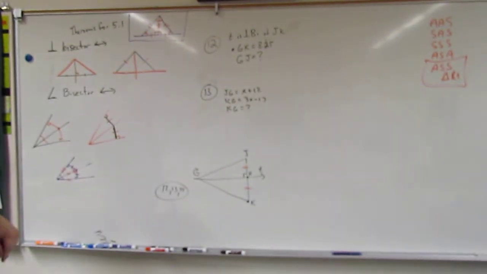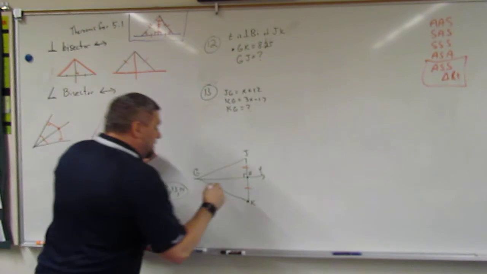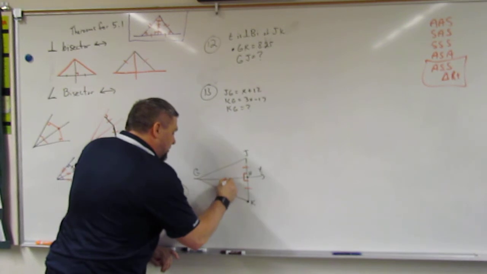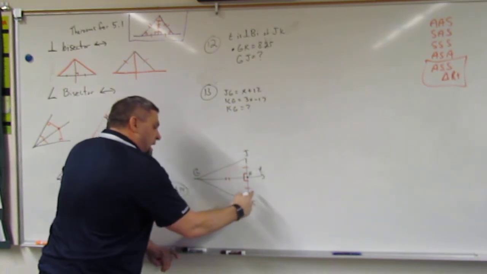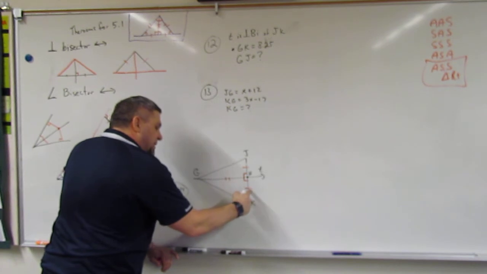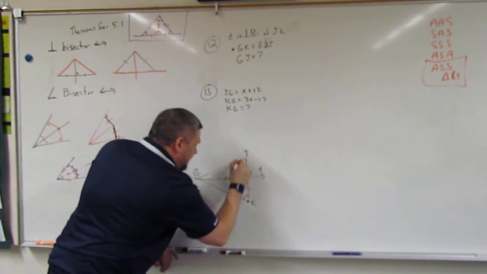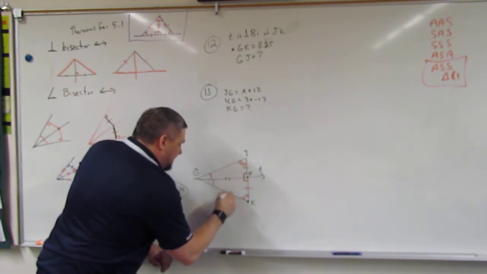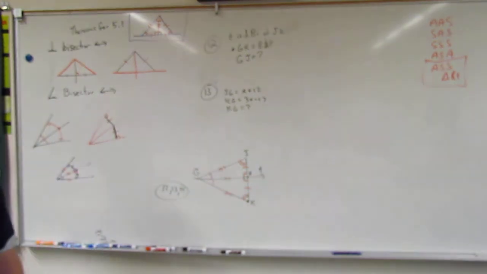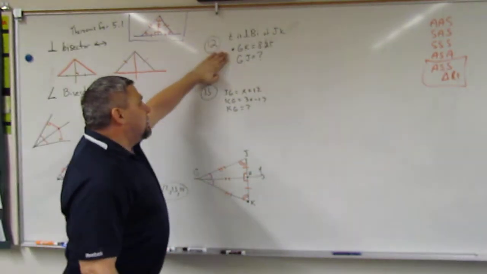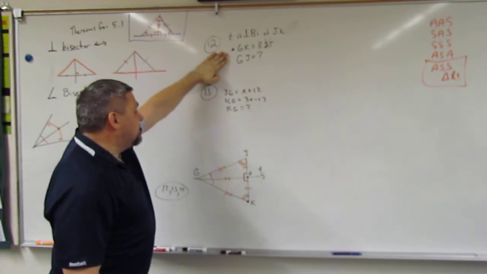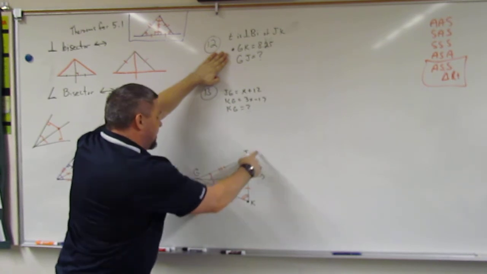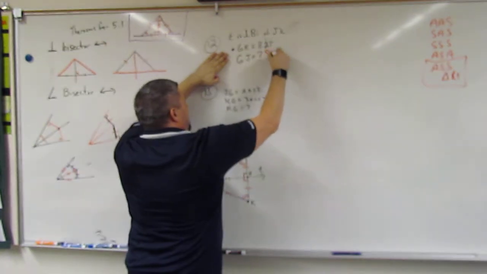Okay? Now, if I know that this is a right angle, then this has to be right. This has to be congruent to itself. So I have hypotenuse, leg. So that means that this is congruent to this, and this is congruent to this, and that this is congruent to this. So no matter what I do, then GK has to be congruent to GJ. So that means this is 8.25.